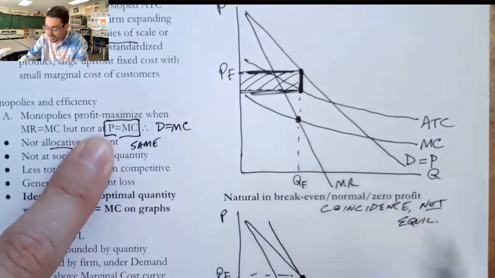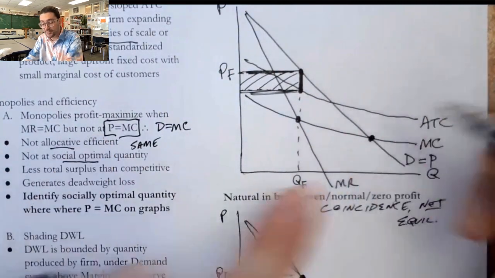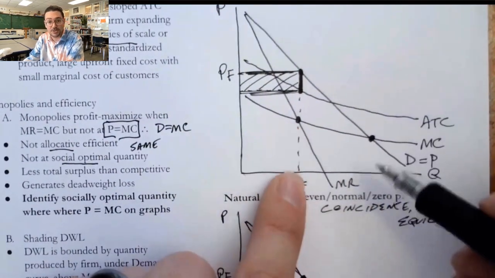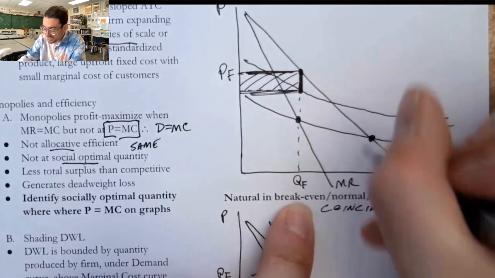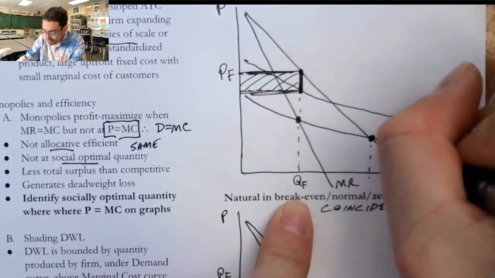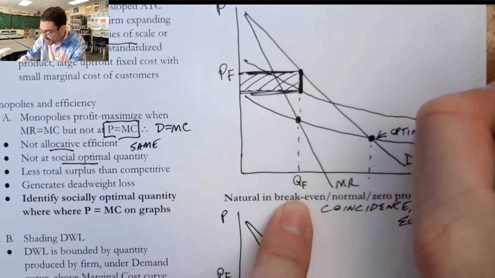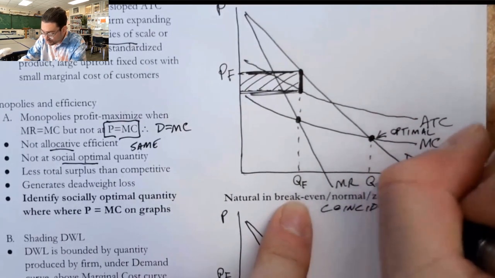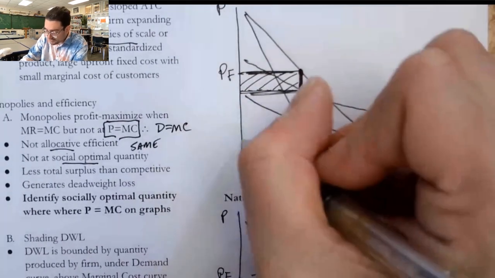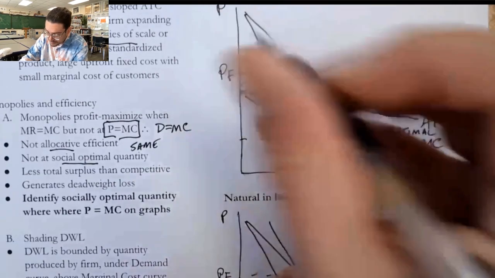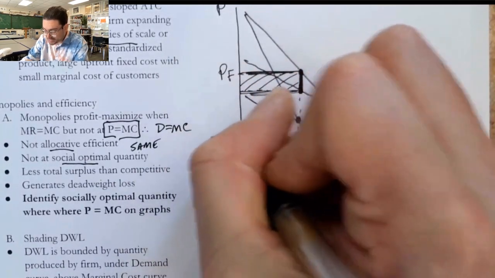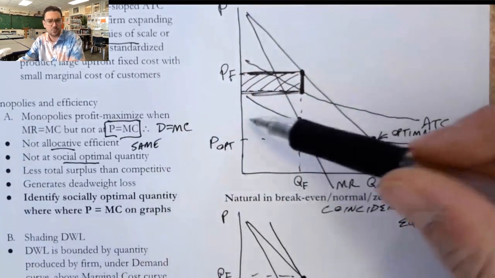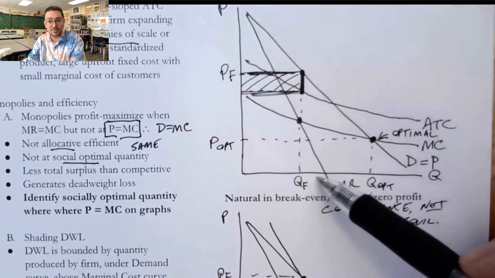They don't produce here, they produce here at a much smaller quantity. And because of that, we can say this is the optimal. I'm just going to put optimal right here. We would have an optimal quantity, and then we would have an optimal price. And we can see just from this graph alone that the monopolist way overcharges and way underproduces.